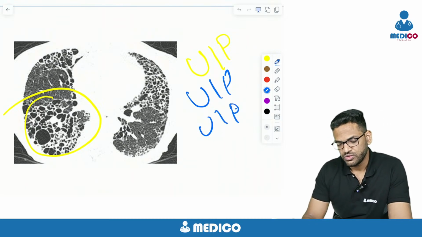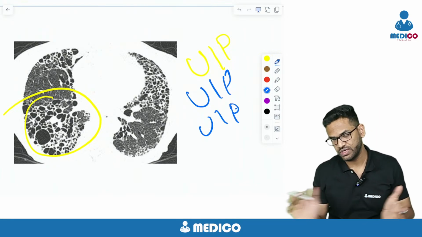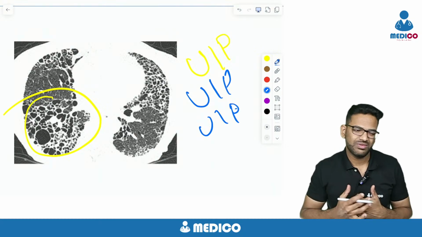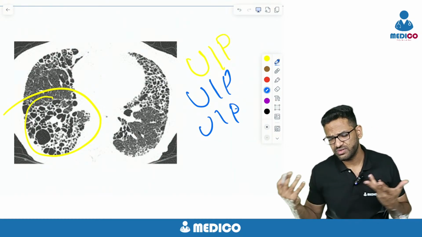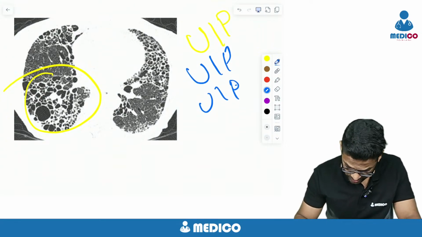Usual interstitial pneumonia, honeycombing. Just leave it at that. That can be seen with rheumatoid arthritis and all the autoimmune diseases. So that's about that.